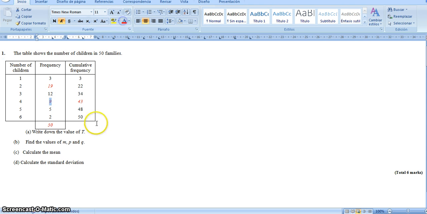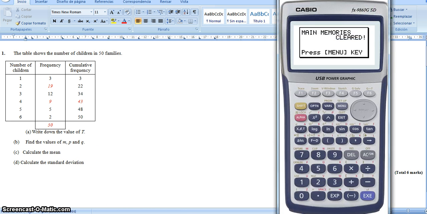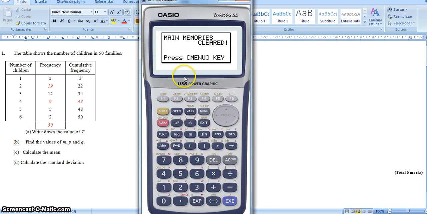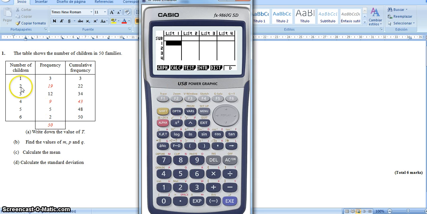Now that we have the table completed, we are ready to calculate the mean and the standard deviation, and for that we're going to use the calculator. So let's take a look at the calculator. We must go to the menu for statistics. That's menu number 2 for statistics, and we're going to introduce the data and the frequency in list 1 and list 2. So here we're going to introduce the data.